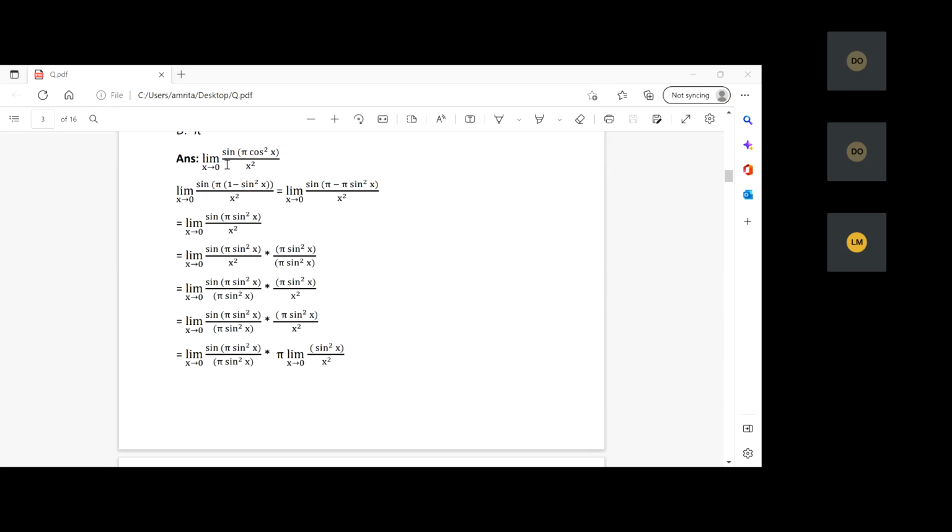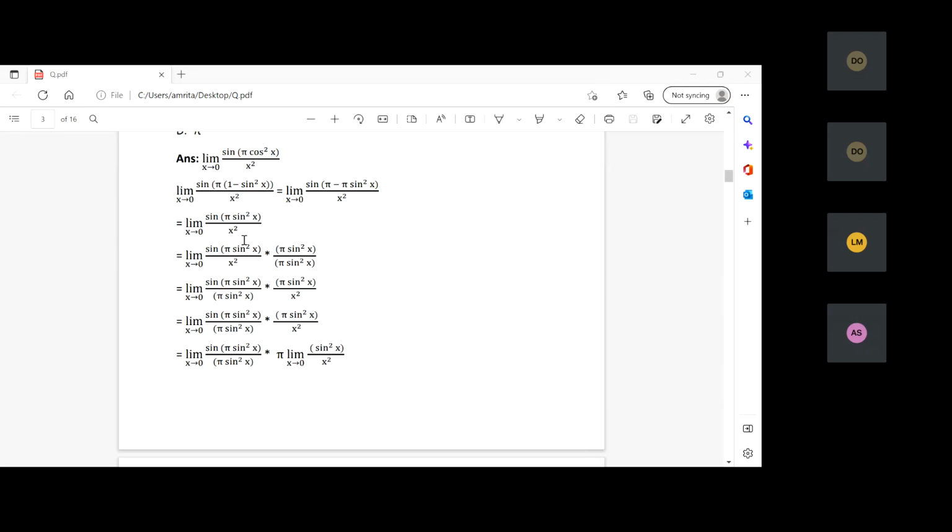Limit x tends to 0, sine of pi cos square x by x square. Instead of cos square x, we are going to substitute 1 minus sin square x. So this is limit x tends to 0, sine of pi multiplied by 1 minus sin square x by x square. So taking this pi inside, it will be sine of pi minus pi sine square x by x square. What is sine of pi minus pi sine square x? It will be sine of pi sine square x, right? Sine of pi minus theta. So you can simplify this whole term. You can write it as limit x tends to 0, sine of pi sine square x by x square.